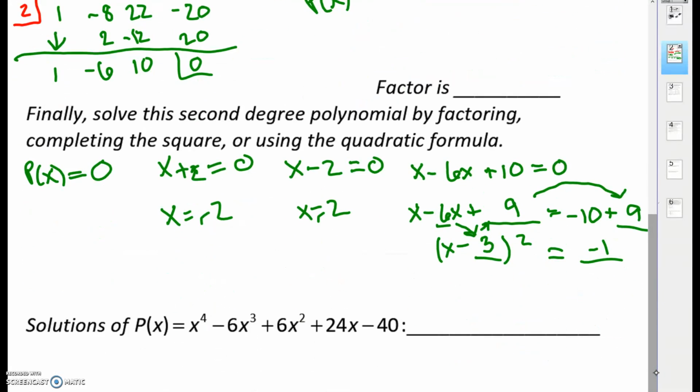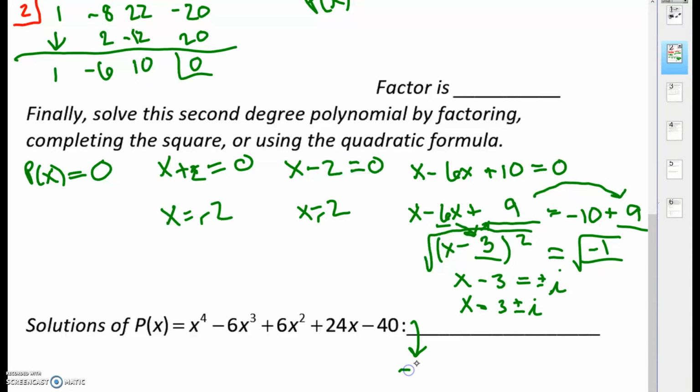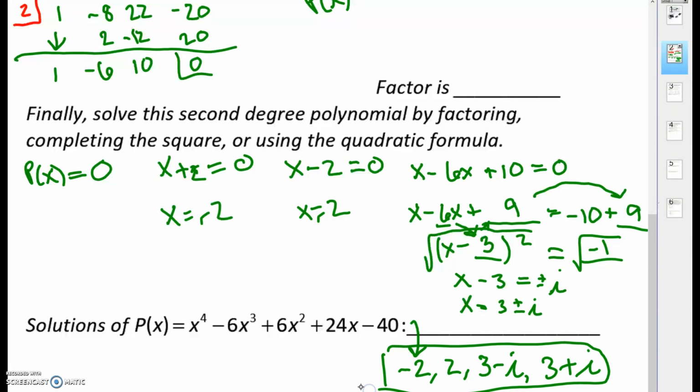So I have x minus 3 squared equals negative 1. To solve that, I'm going to take the square root of both sides. So now I have x minus 3 equals the square root of negative 1, which, remember, guys, is plus or minus i. So I get x equals 3 plus or minus i, which means my solutions are negative 2, 2, 3 minus i, and 3 plus i. That gets me 4 solutions, just like so. That's my answer.